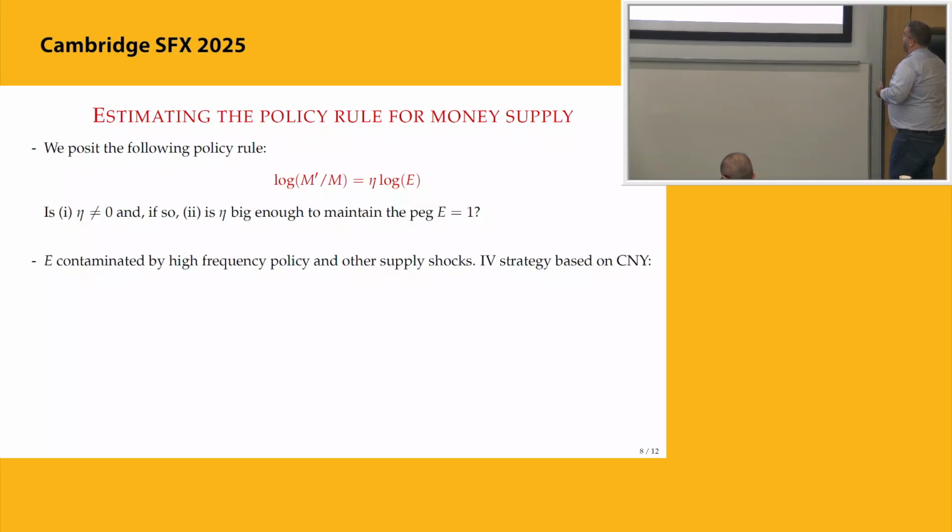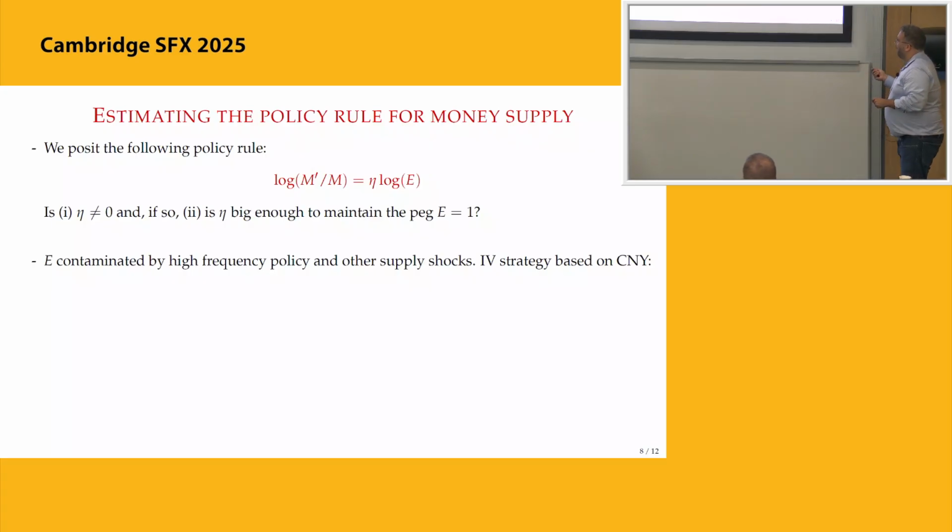I have 2 questions. Is this eta non-zero? So is there a reaction? And is it big enough to actually bring our peg back to 0, or the exchange rate back to 1? The issue is that E is contaminated by shocks to M. We have this issue regarding reverse causality.